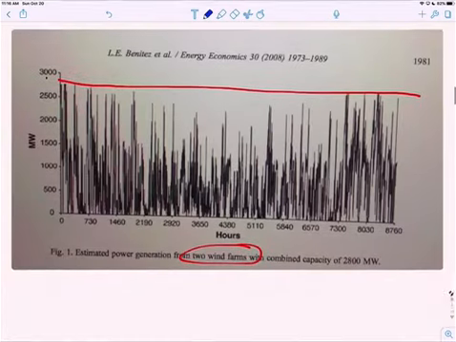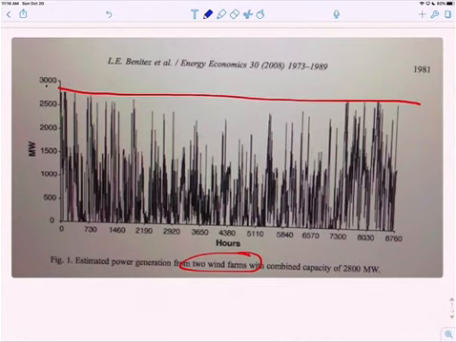So here's another thing with wind farms. This is 2008, so this is the estimated power generation of wind farms. That's one thing with alternative energies, like, oh, it's so easy. Here's the capacity of 2,800 megawatts.